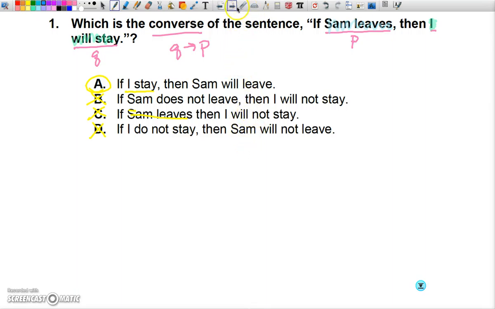Okay, if you're looking at your answers, if Sam does not leave, then I will not stay. This would be your inverse because all it did was negate both things. If Sam leaves, then I will not stay. This isn't anything. That's not even any piece of the statement at all. And then D would be if I do not stay, then Sam will not leave. It does both, and so this would be your contrapositive.